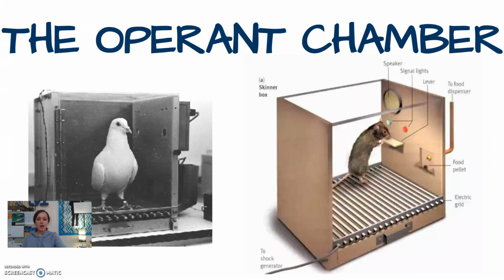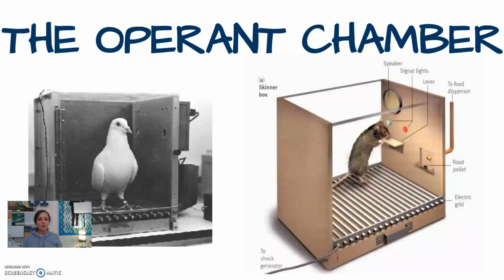So next we've got the operant chamber. He actually called this the operant chamber. Today, most people just call it the Skinner's box. You can even see there's the title of this box over here where the mouse is called Skinner box. And a lot of people call it Skinner box. He called it the operant chamber.